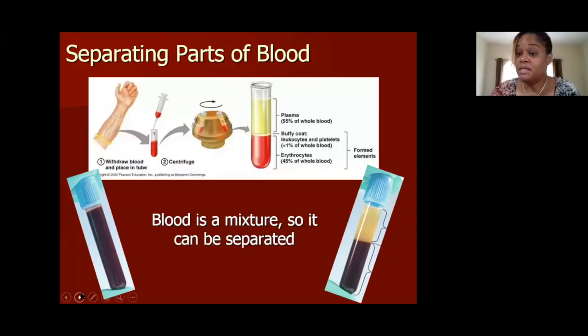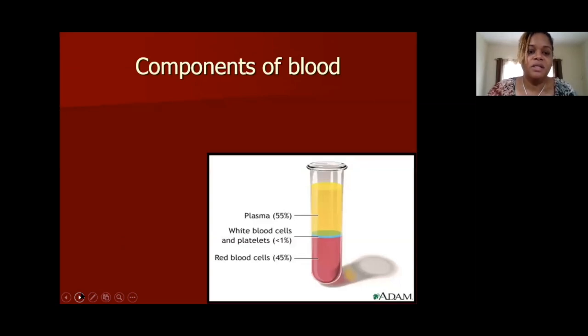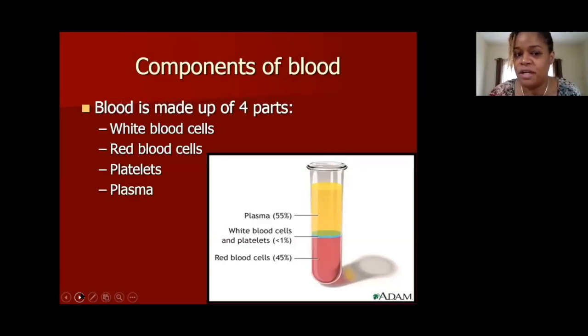So because it is a mixture, it can be separated into the components that make it up. Again, blood is made up of 4 parts. We have our white blood cells, our red blood cells, our platelets, and our plasma. Again, plasma makes up the largest component of blood.